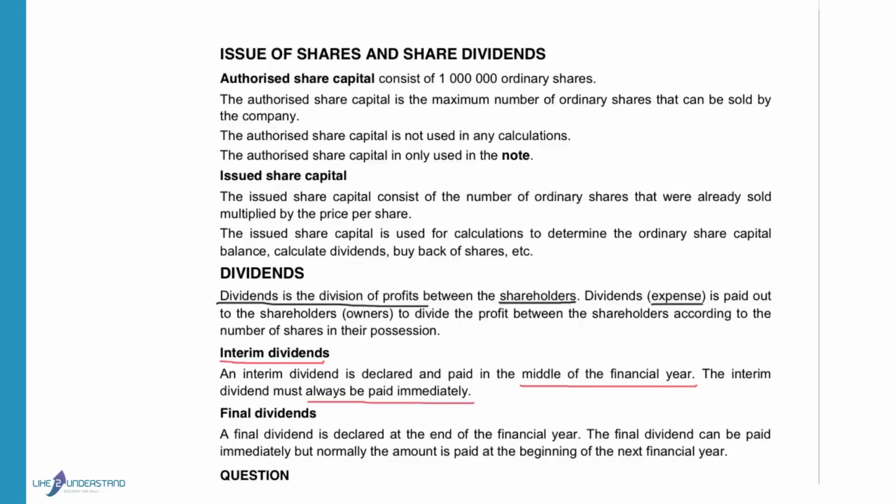The final dividends that is declared is at the end of the financial year. The final dividend can be paid immediately, but normally this amount is paid at the beginning of the next financial year because there's not enough time to make out the payments and pay all the shareholders before the books are closed for the current financial year.